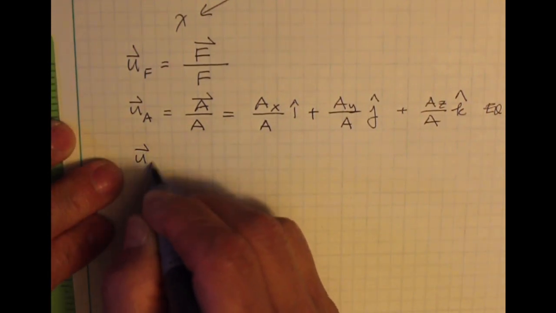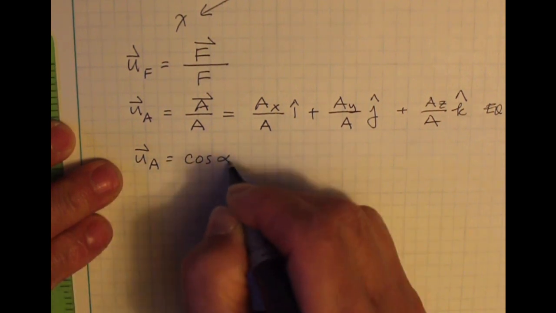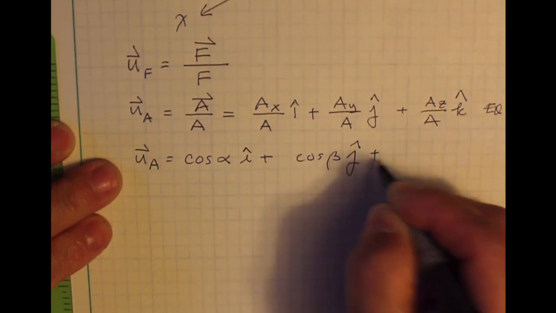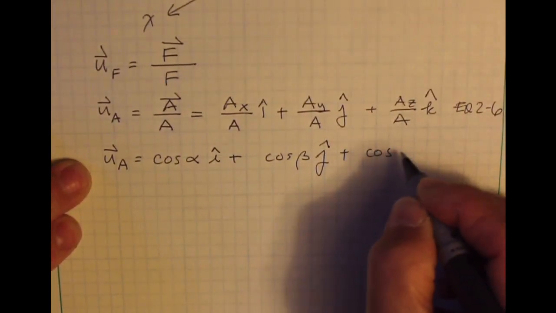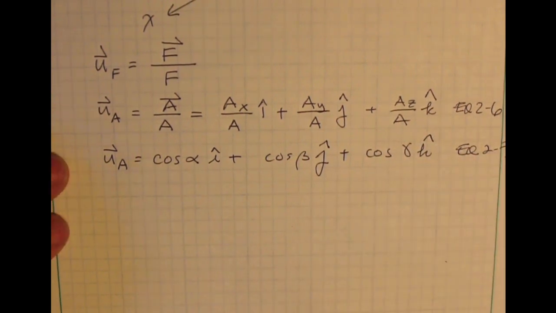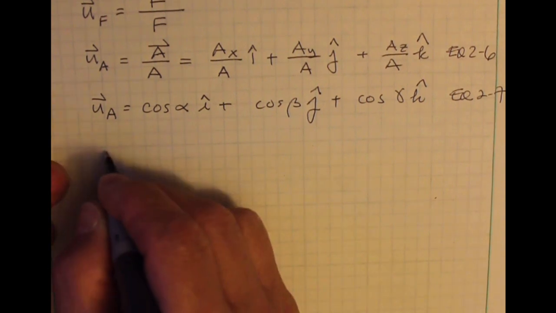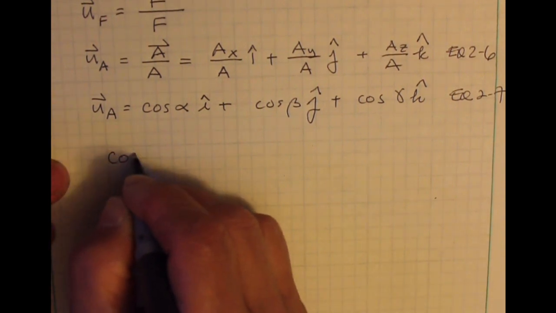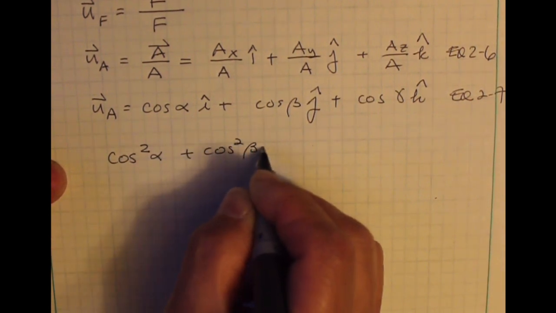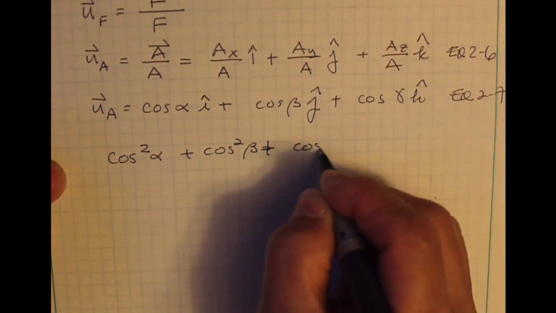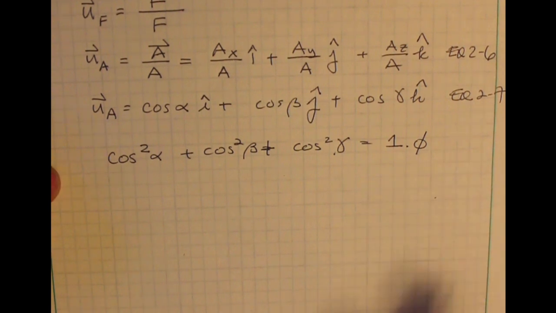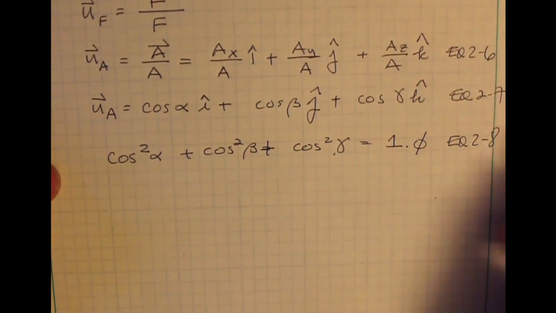Another expression for the unit vector is cosine alpha i plus cosine beta j plus cosine gamma k, and this is equation 2-7. Also, another thing is that we can take those cosine terms, square them, add them, and it should always come up to 1.0. And this is equation 2-8.